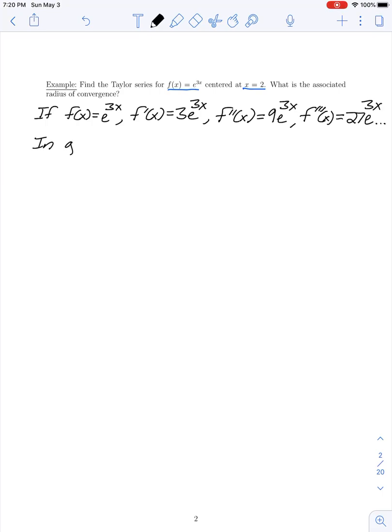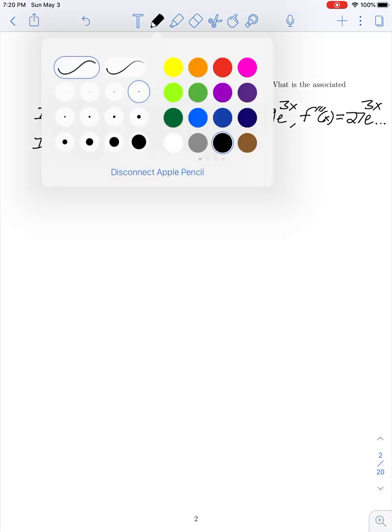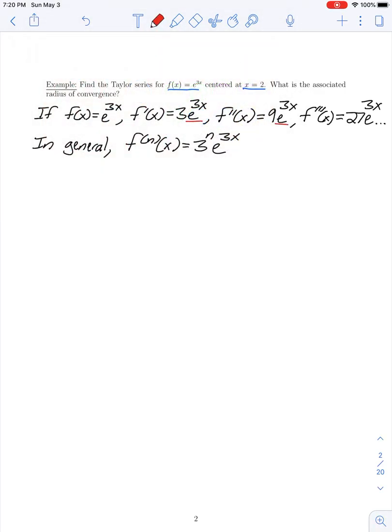So we can say, in general, the nth derivative of my function is given by 3 to the nth power times e to the 3x power. So we see that for each of our derivatives, we always have an e to the 3x term. And the only thing that's changing out in front is the constant. For the first derivative, we had 3. For the second derivative, our constant was 9, or 3 squared. For the third derivative, we had 27, or 3 cubed. So in general, for the nth derivative, we have 3 to the nth power.